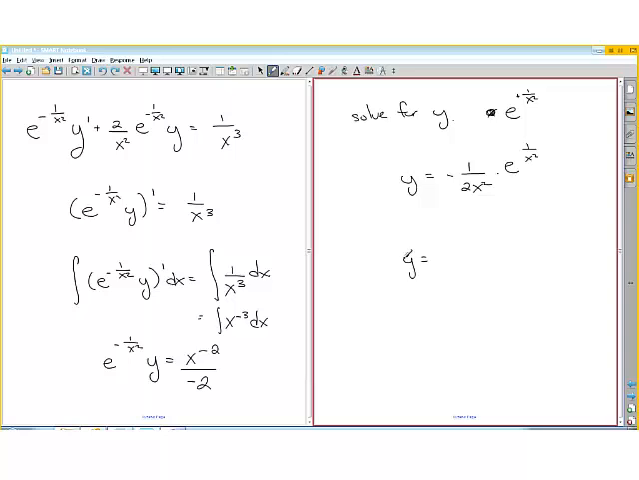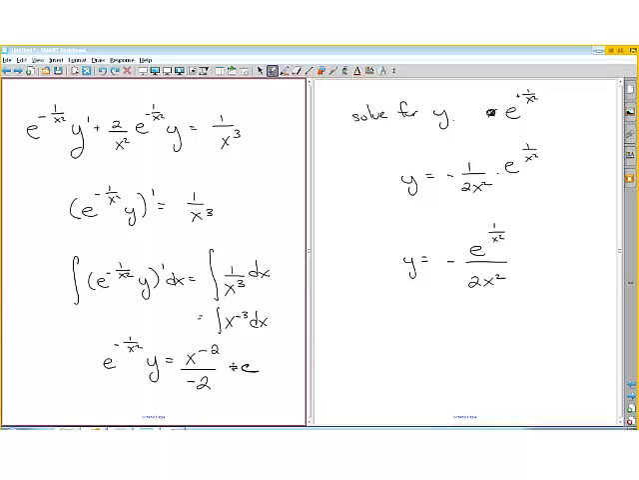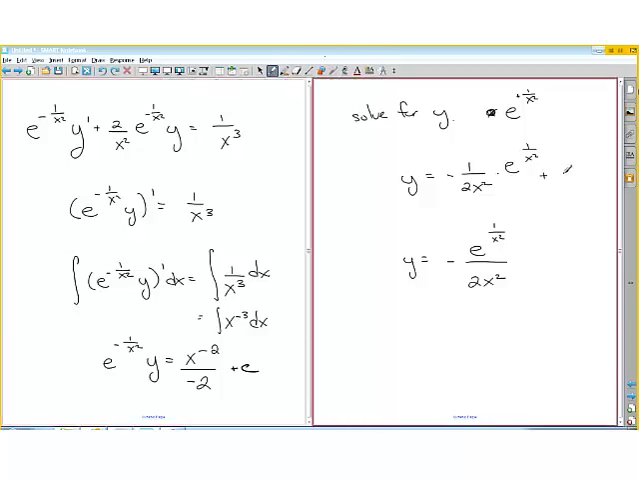So let's just rewrite that. y is equal to e to the 1 over x squared divided by 2x squared. Oh, I forgot my plus c. Actually, I need to go back here. I forgot c earlier. So this should be plus c times e to the 1 over x squared. And so we get plus c times e to the 1 over x squared. That was problem number 8.